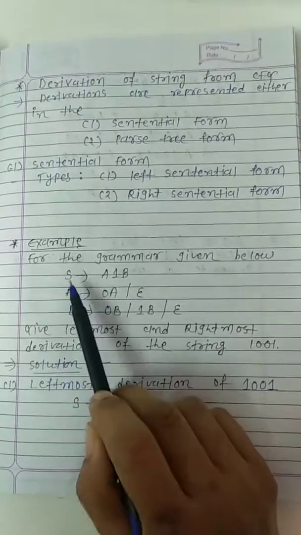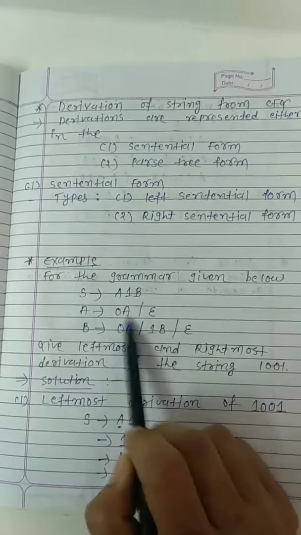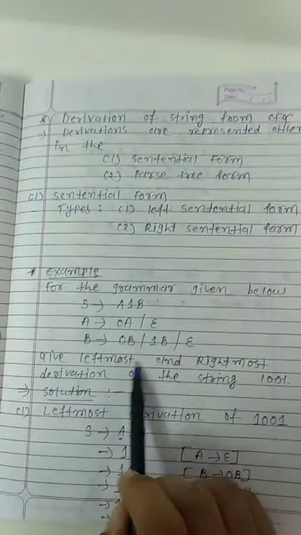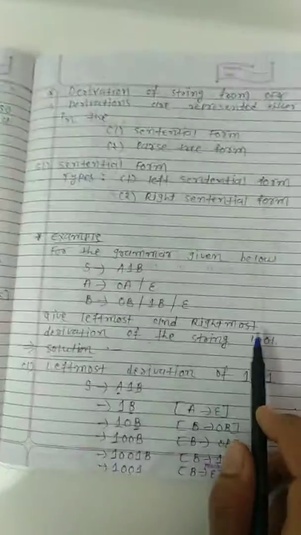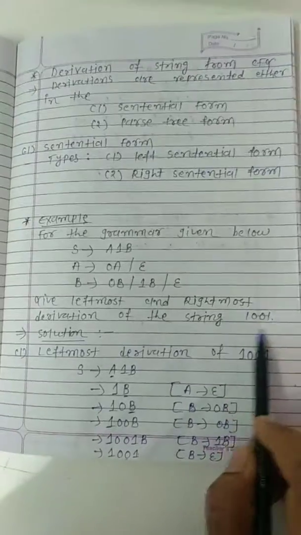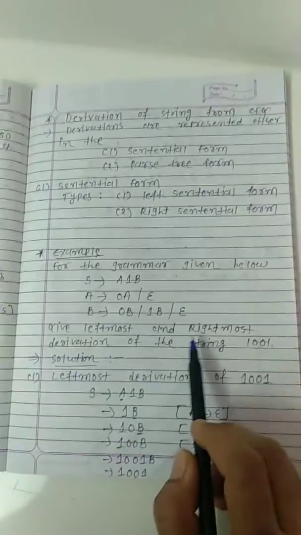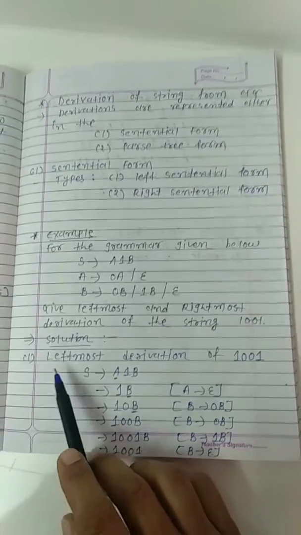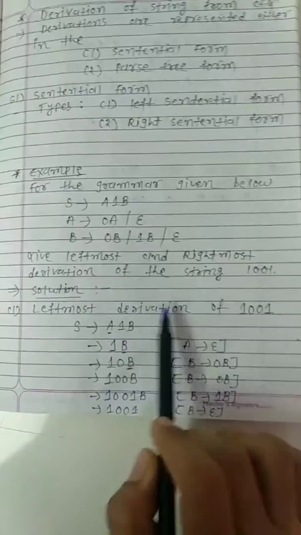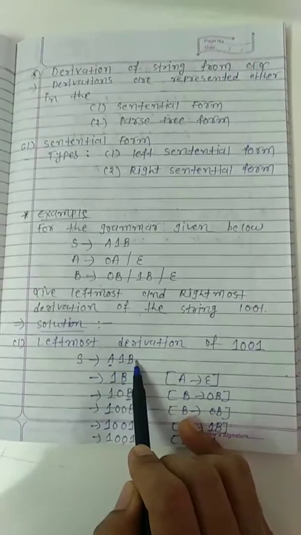There are 3 types of production, S, A and B, and the values of these three productions are represented on the right hand side. Now give the leftmost and rightmost derivation of the string 1001. Meaning I have to generate the string 1001 from this grammar by using the leftmost derivation and by using the rightmost derivation. So first of all, I will generate the given string using the leftmost derivation. So start with the start symbol, S tends to A1B.